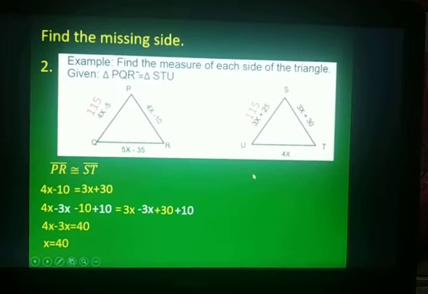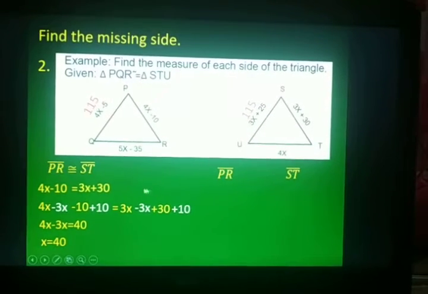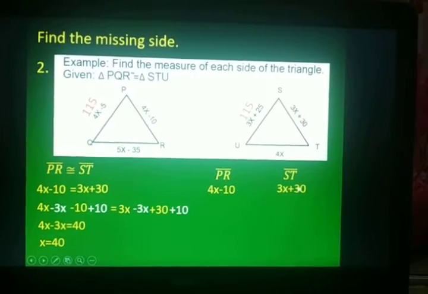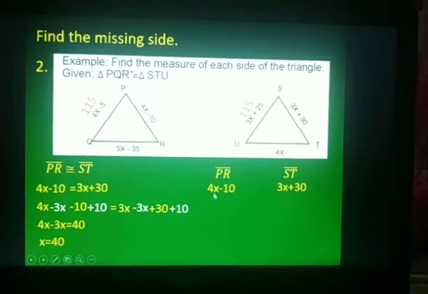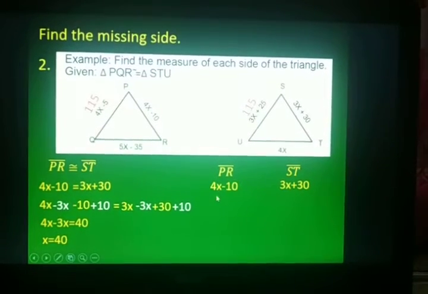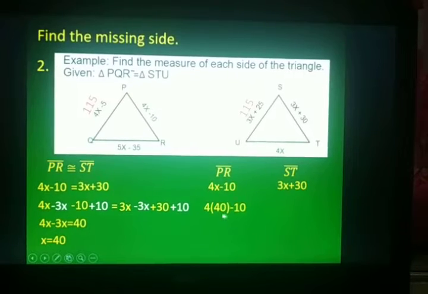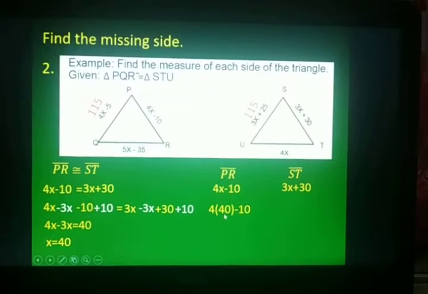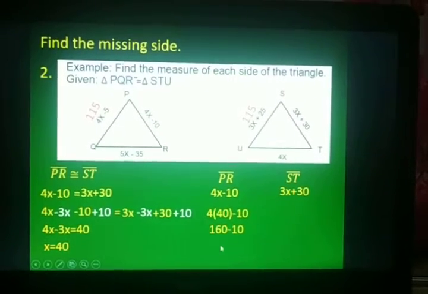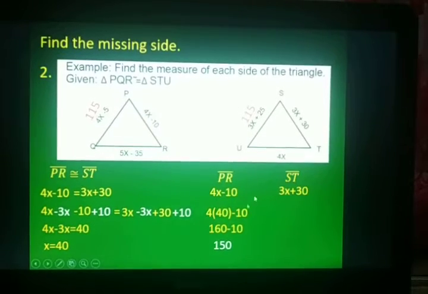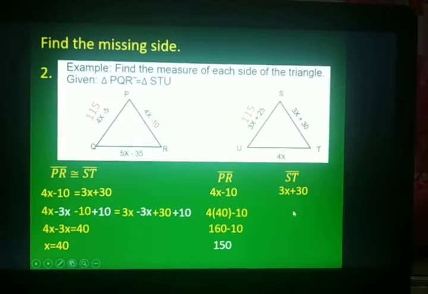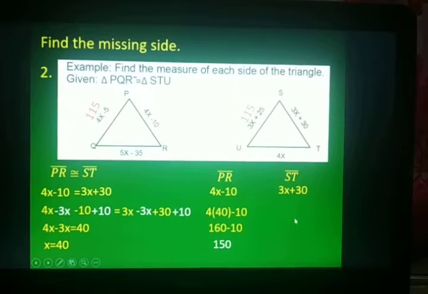So, copy side PR and side ST. Side PR, 4x minus 10. Side ST, 3x plus 30. So, substitute your 40 to x. So, 4 times 40 minus 10. 4 times 40 is 160 minus 10. So, the answer for PR is 150. So, ST must be the same because they are congruent, they are corresponding, they are equal.